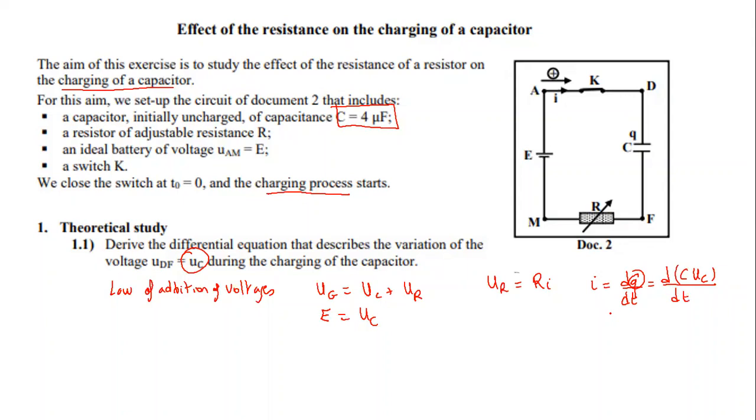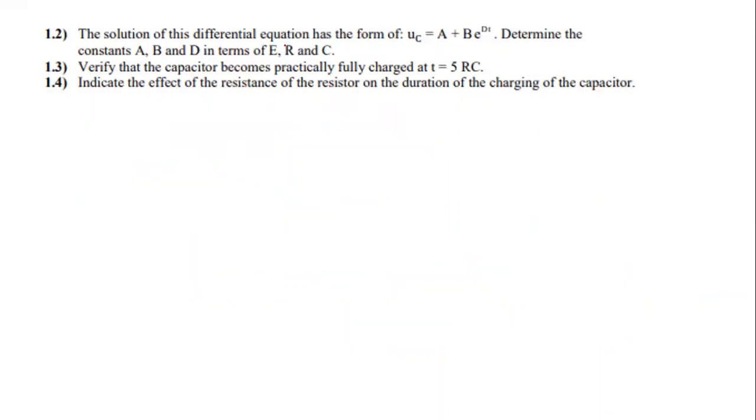This means the current I equals C duC over dt, so UR will be equal to R times C duC over dt. We divide the whole equation by RC, and we get duC over dt plus UC over RC is equal to E over RC. This is our first order differential equation. The solution of this differential equation has the form UC equals A plus B e to the power dt. The question is to determine the constants A, B, d in terms of E, R, and C.